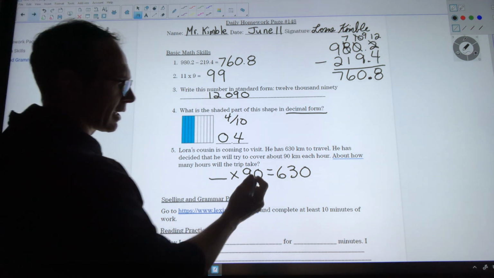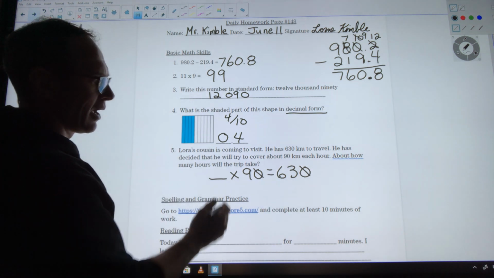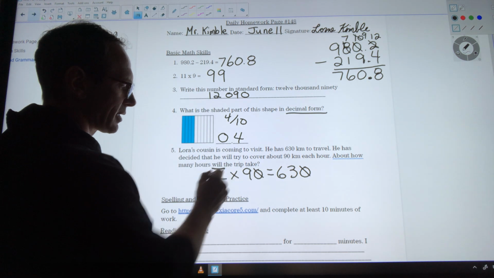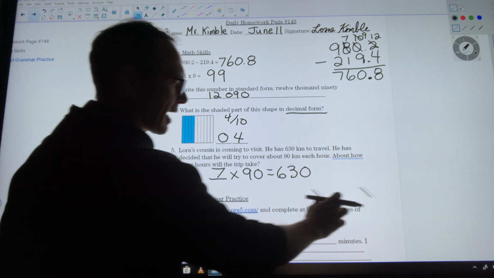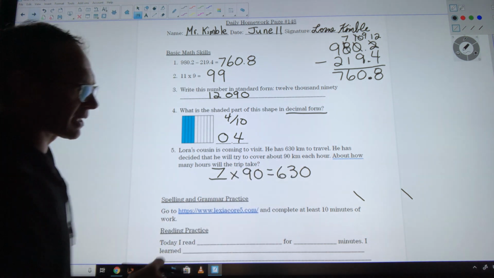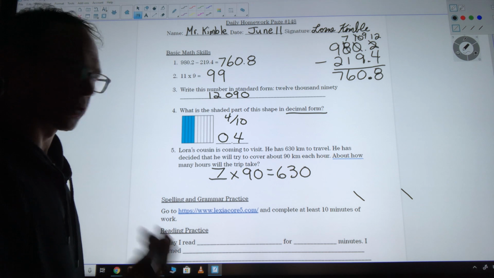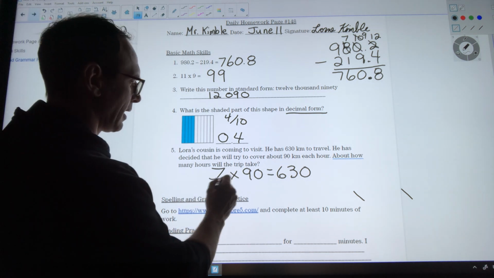Well, one thing to think about before you get going is if I just knock these zeros off, what times 9 is 63, right? Well, that's 7. 7 times 9 is 63. So 7 times 90 would be 630. Looking at the pattern we talked about early in the year when we were doing multiplying. So our answer is 7 hours.